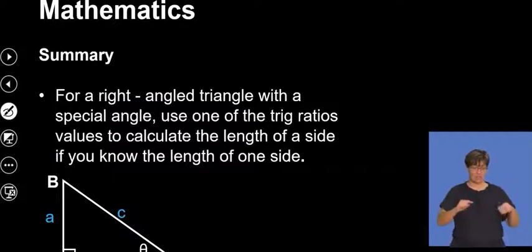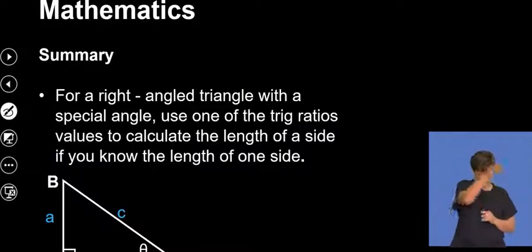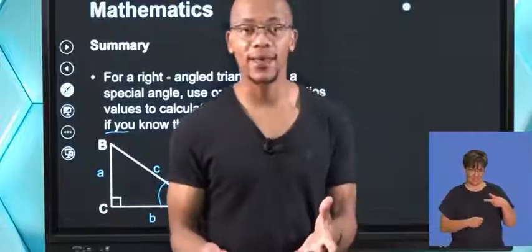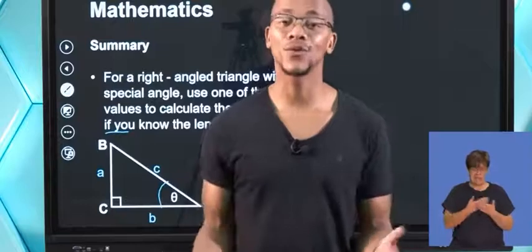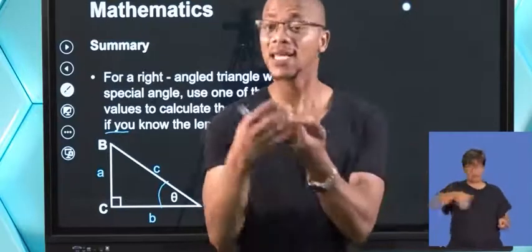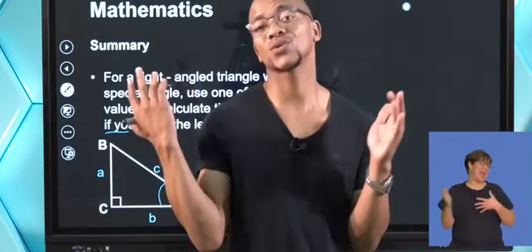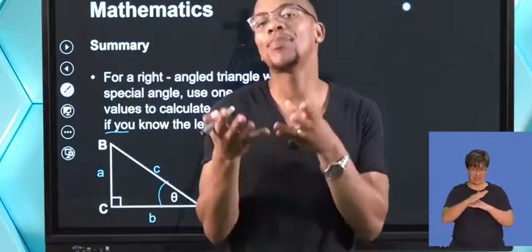Again, with a special angle, you use one of the trig ratio values to calculate the length of a side if you know the length of one side, right? So I want one side and I'm given one side, but I must also be given an angle there. So this answers the other question that we had that had to do with, can I find an unknown side given just one side? And is this true for all angles? Yes, because we are saying for any special angle.